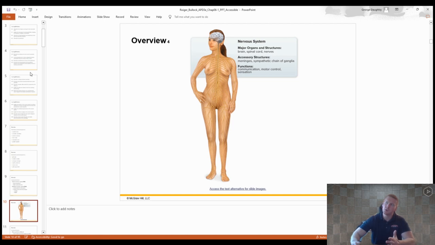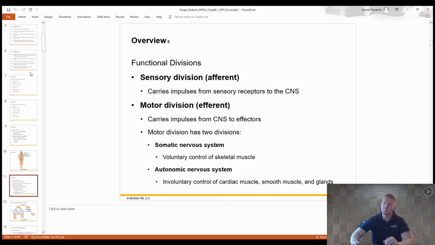So know that the major pieces of the nervous system are the brain, spinal cord, and of course the nerves themselves. And what's the primary function of the nervous system? Communication. There's a couple of others: motor control, sensations, senses, etc. But the main thing is a communication method.